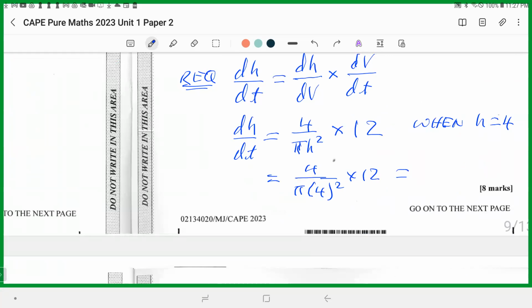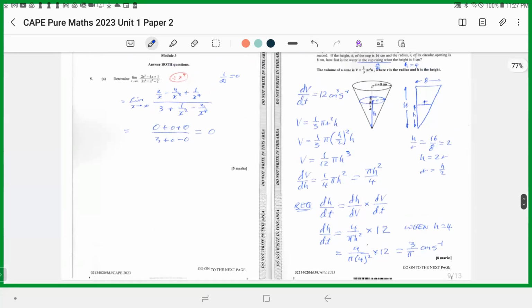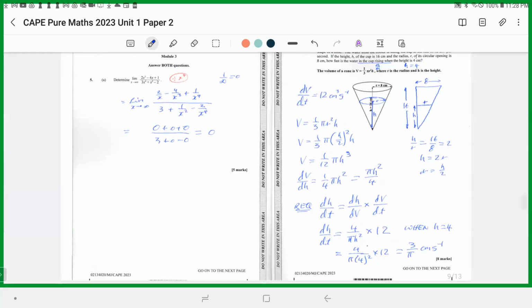It's kind of easy. You can just write 3 over pi now, because the 4 cancels one of the 4s, and then 12 over 4 is 3. So just 3 over pi, and leave it like that, not exact. So it becomes 3 over pi centimeters per second. That is the answer. Nice question, I like it a lot. It comes to a nice easy answer like that, 3 over pi centimeters per second.